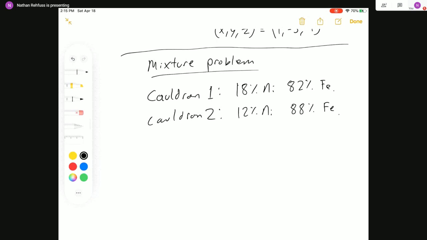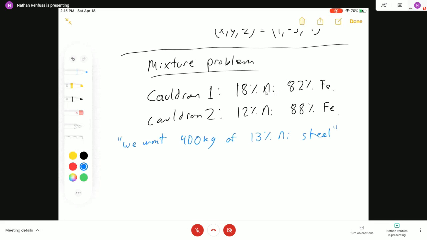An order comes down the line. One of the companies that we're a vendor for says, we want 400 kilograms, please, in bars of steel with a 13% nickel content. Now, this metal is expensive, and once it's mixed, you can't unmix it. So what I'm trying to do is, this is what I've got hot, this is a rush order. I'm going to want to mix a lot of Cauldron 2 with a little bit of Cauldron 1, so that the final concentration of nickel is exactly 13%.